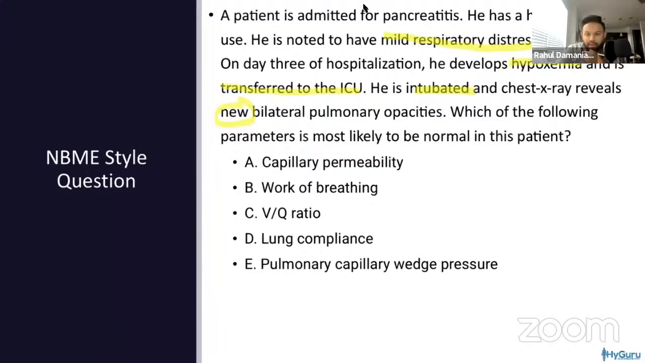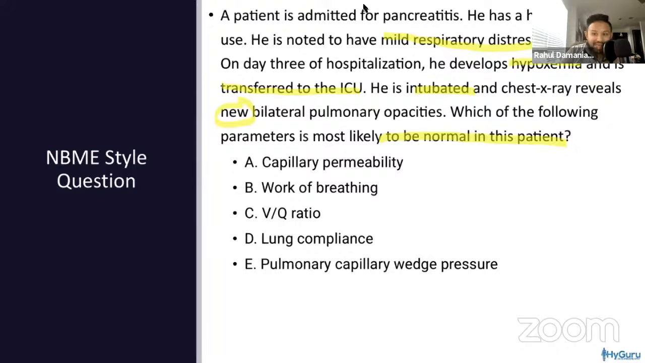Which of the following parameters is most likely to be normal in this patient? A, capillary permeability. B, work of breathing. C, VQ ratio. D, lung compliance. E, pulmonary capillary wedge pressure.